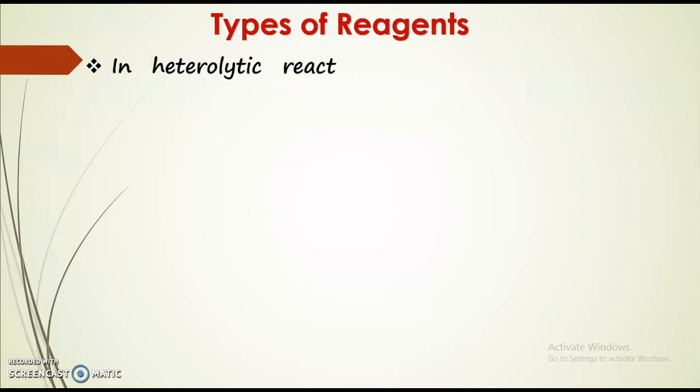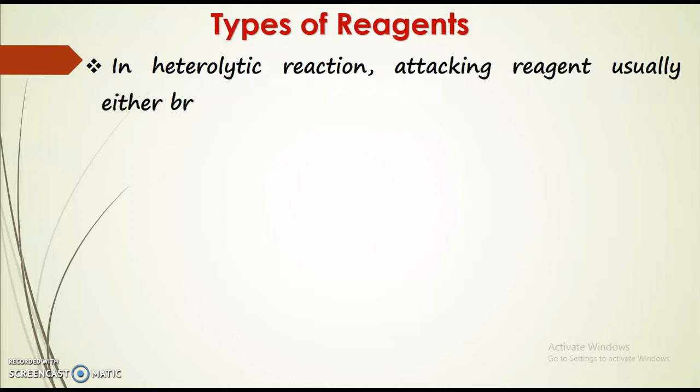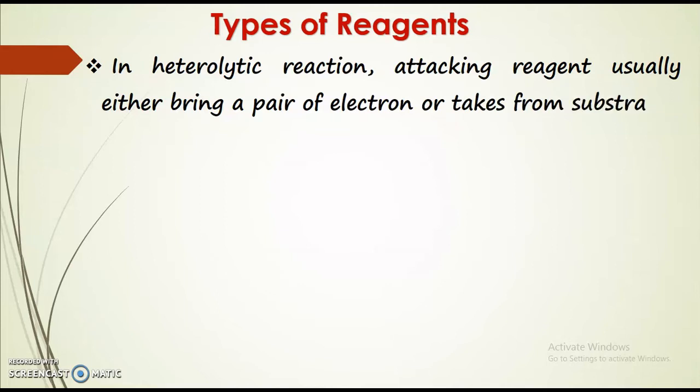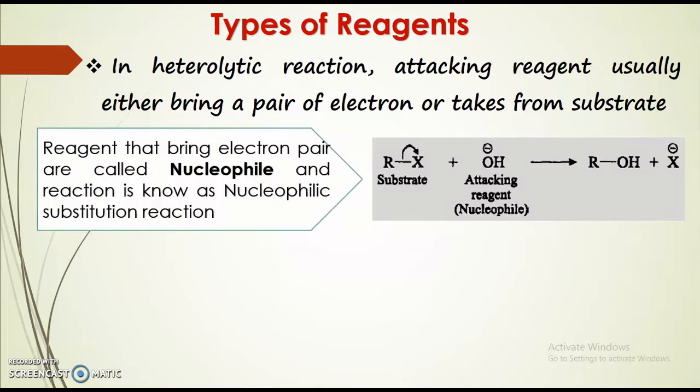So in a heterolytic reaction, usually the attacking reagent can either bring a pair of electrons towards the substrate, or take a pair of electrons from the substrate. So there are two kinds of reagent. First one, reagents that bring electron pairs are called nucleophiles, and the reaction is known as nucleophilic substitution reaction. You can see this scheme: this is the substrate, this is the attacking reagent. This attacking reagent brings electrons towards the substrate. So these are called nucleophiles.